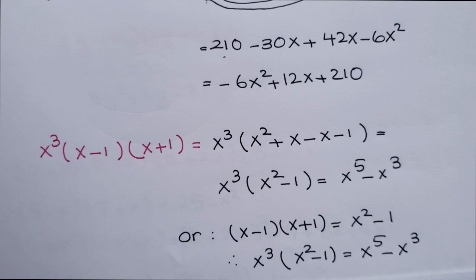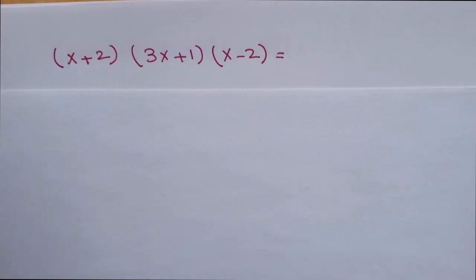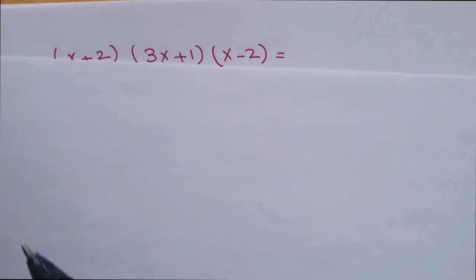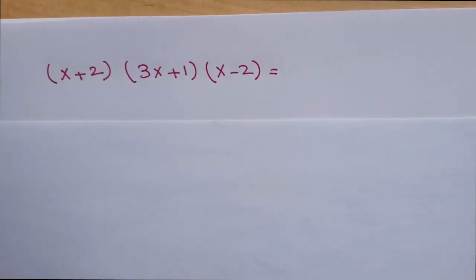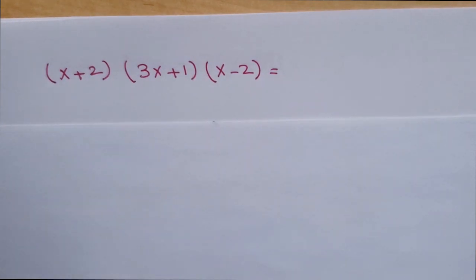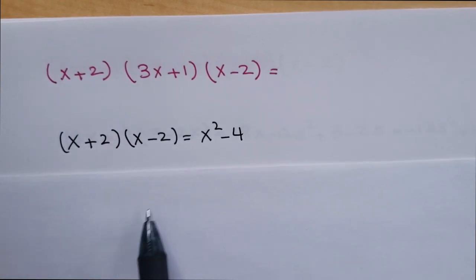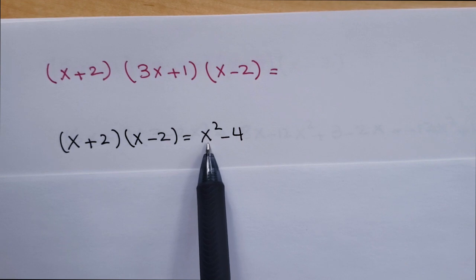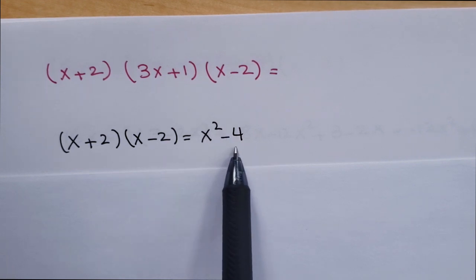So again, when you have more than two brackets, try to see how you can group them together and make it much simpler. Next example, I have three brackets. Here, before you start multiplying, again, take a look at it once more and see if there is anything you can do to make it simple. So this bracket and this bracket together are one of those factorizing patterns, and you can just follow the formula and get the answer x squared minus 4.